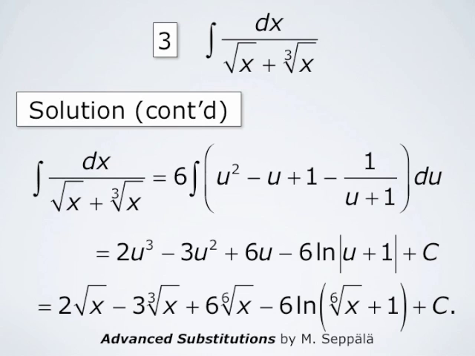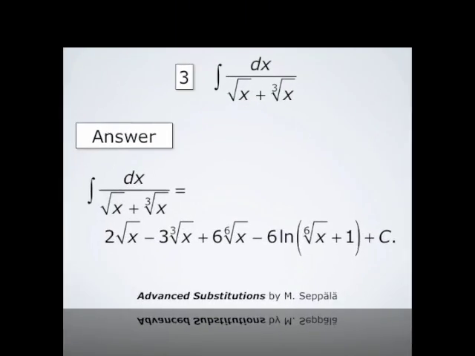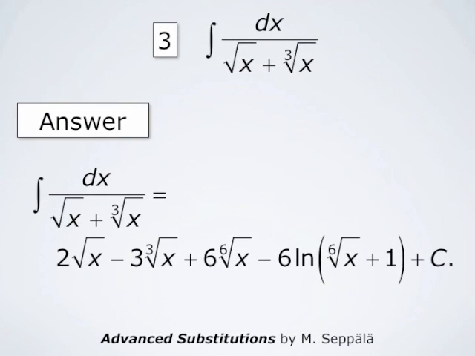Here we were able to leave out the absolute value signs under the natural logarithm because the quantity 6th root of x plus 1 is always positive. So the final answer is integral of dx divided by square root of x plus cube root of x is 2 times square root of x minus 3 times cube root of x plus 6 times 6th root of x minus 6 times natural logarithm of 6th root of x plus 1 plus the constant of integration.